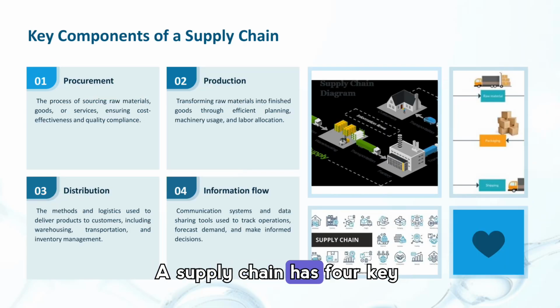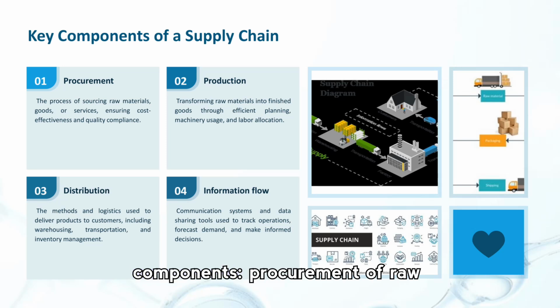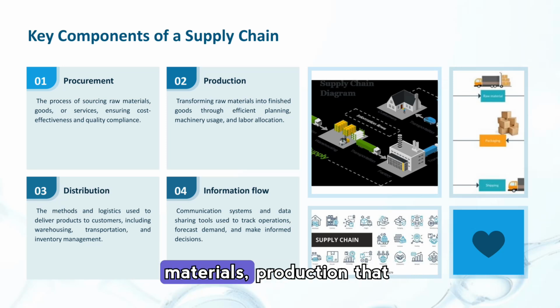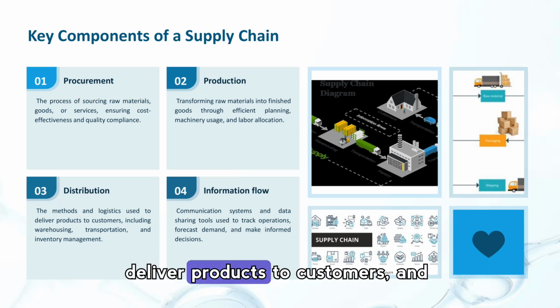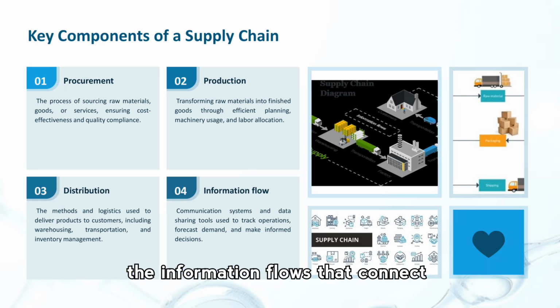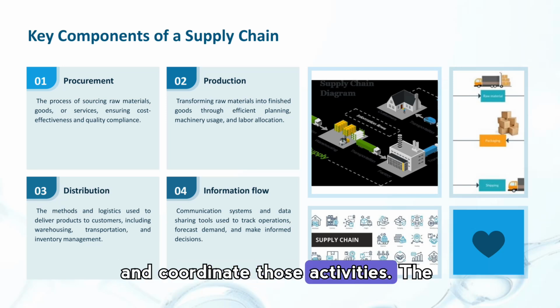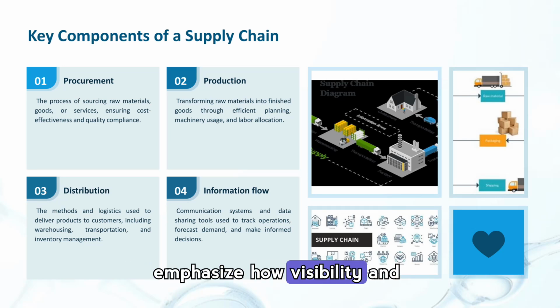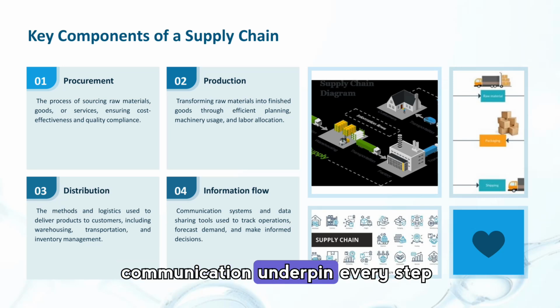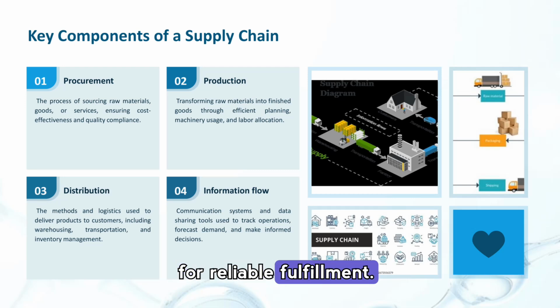A supply chain has four key components: procurement of raw materials, production that transforms inputs into finished goods, distribution channels that deliver products to customers, and the information flows that connect and coordinate those activities. The diagrams and images on this slide emphasize how visibility and communication underpin every step for reliable fulfillment.